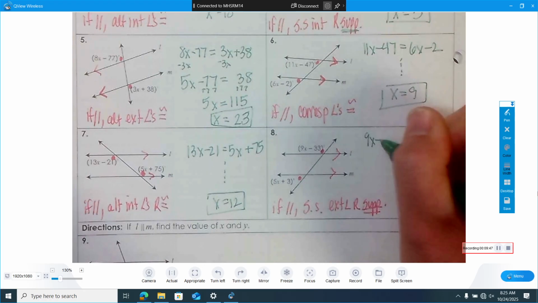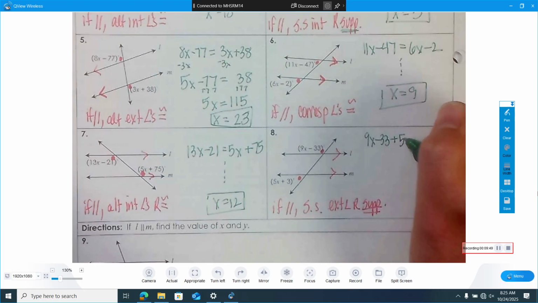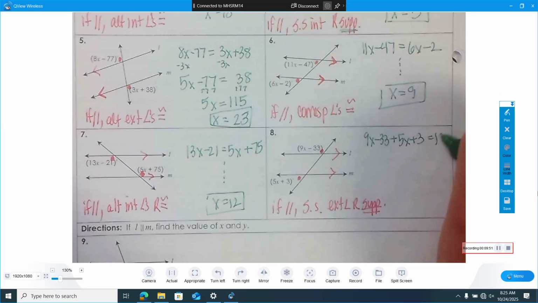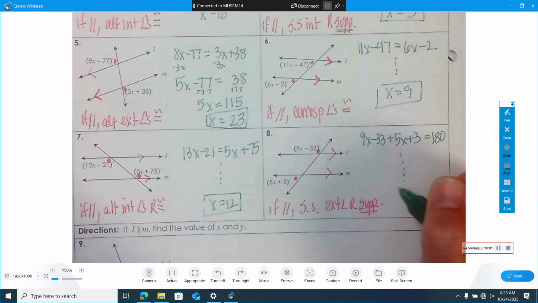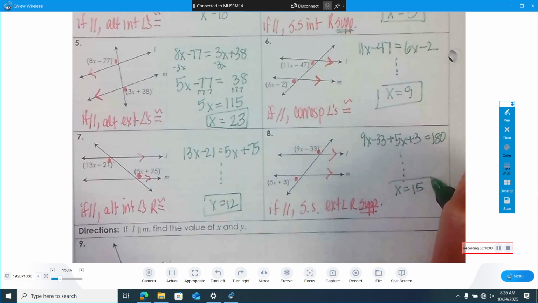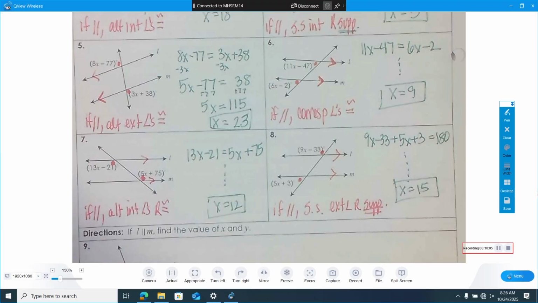9x minus 33 plus 5x plus 3 equals 180 degrees. Good. Do we need to solve this one, or are you good? You're good? Good. Excellent. We solve, and we get x equals 15. Beautiful.